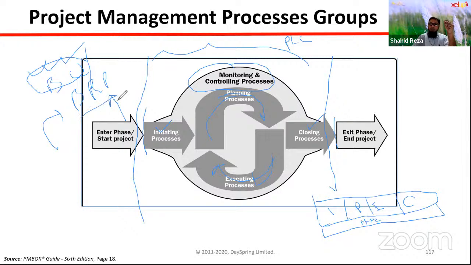And in the benefit review plan, there will be a schedule of when we are going to get that benefit and who will realize that benefit. And how much benefit we will get, and when. So those are the things that will be in the benefit review plan. So these are two separate documents.